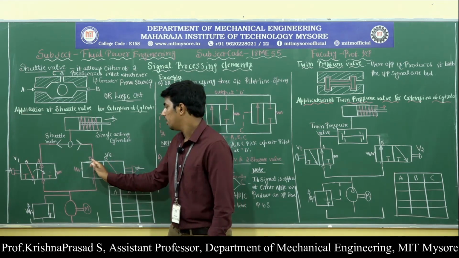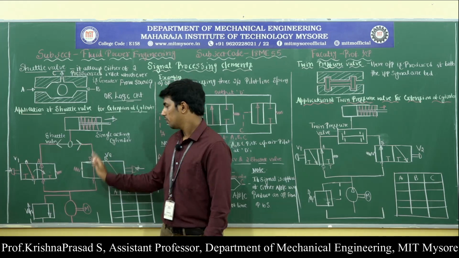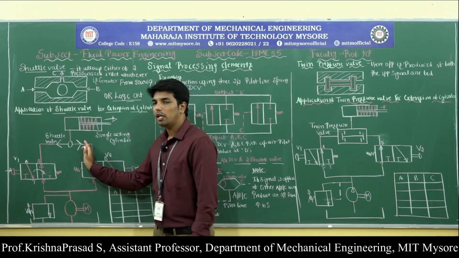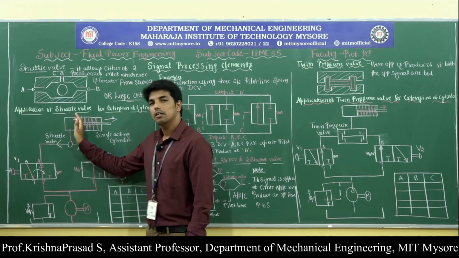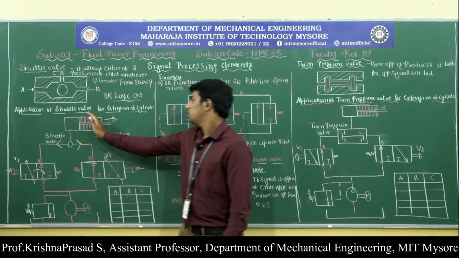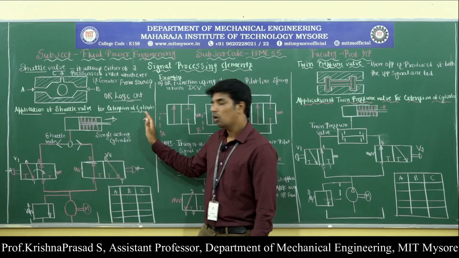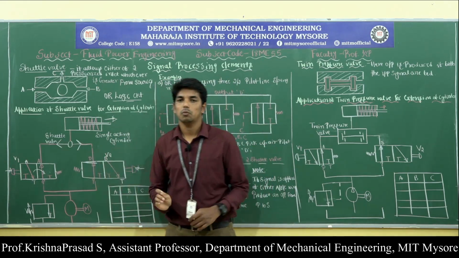From the outlet port B, it then enters the shuttle valve. This path allows the compressed air to flow through the shuttle valve, then it enters the single acting cylinder, and this causes the extension of the cylinder. Okay, so this is case number 2.